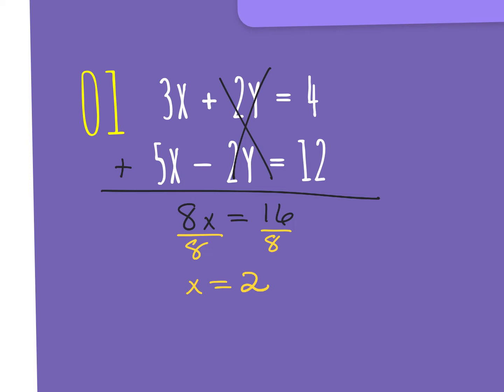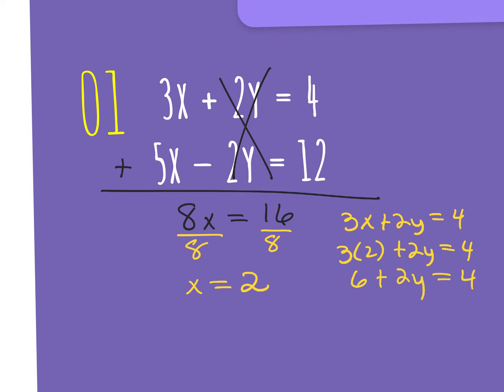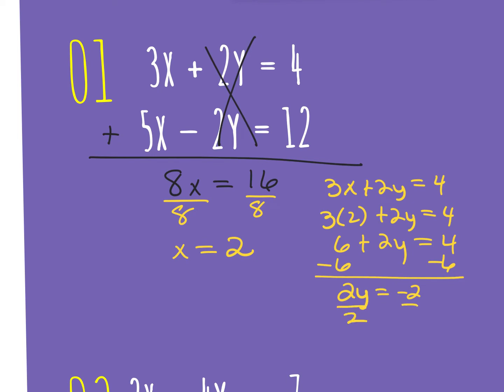And now to find the y of my solution, I'm going to plug in x into one of the original equations. It doesn't matter which one you choose. That's totally up to you. I'm going to plug it into the first one. So I'm going to take out x, put in the 2, and solve for y. So 3 times 2 is 6, plus 2y equals 4. Subtract the 6. 2y equals negative 2. Divide both sides by 2, and y equals negative 1.